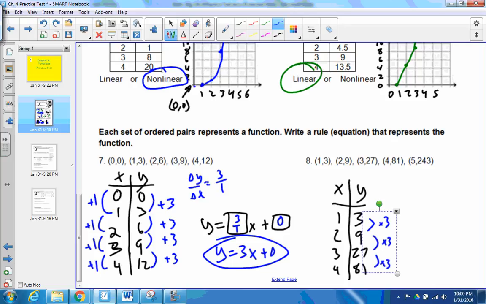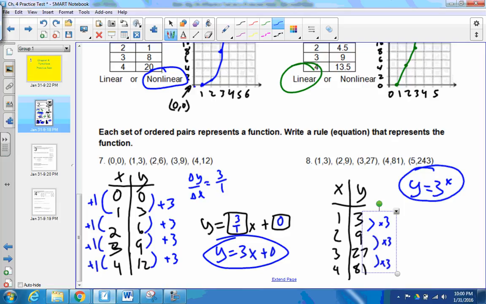So since it's multiplying by 3 every time, this one's a unique one, and maybe this will help. But it's going to be y is equal to 3, since 3 is being multiplied, raised to the x power. So every time, whatever the x is, if you raise 3 to the first power, that is 3. If you raise it to the second power, 3 squared is 9. So the third power would be 27, to the fourth power, it's 81. So in this case, this would be the equation that would work.